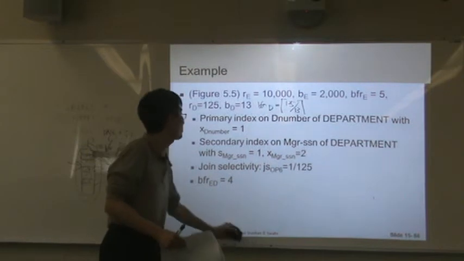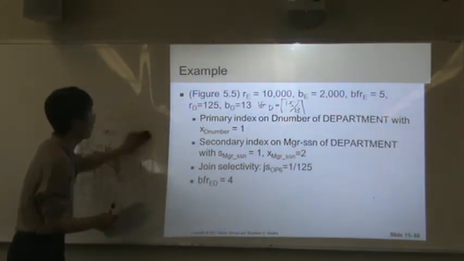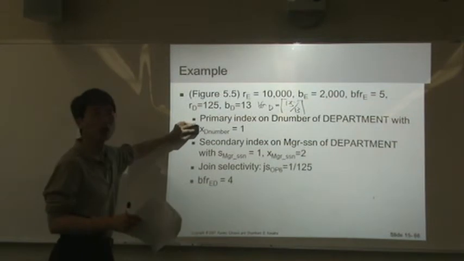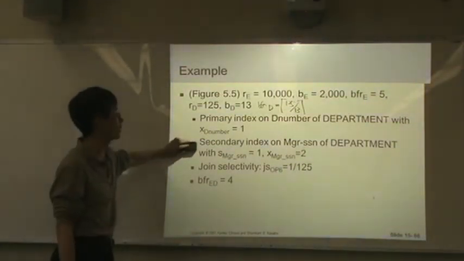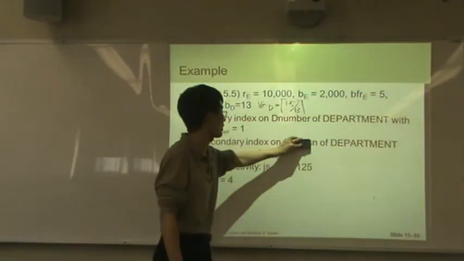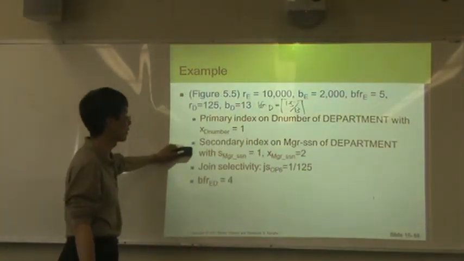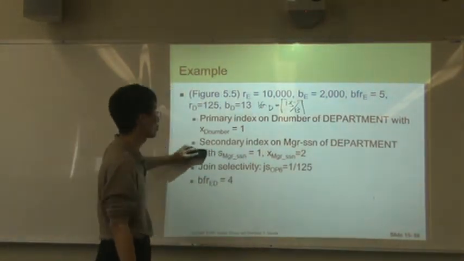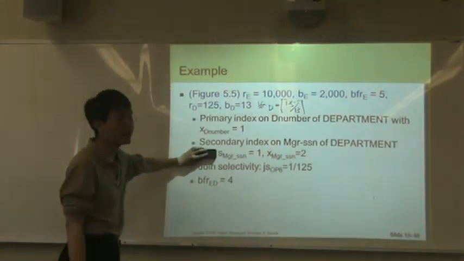And this table also has a primary key. What's the level of the primary key? 1. Only one block is needed for this. And for the secondary key, we have the manager social security number as an index of the department. What does that mean? Selectivity of manager social security number is equal to what?